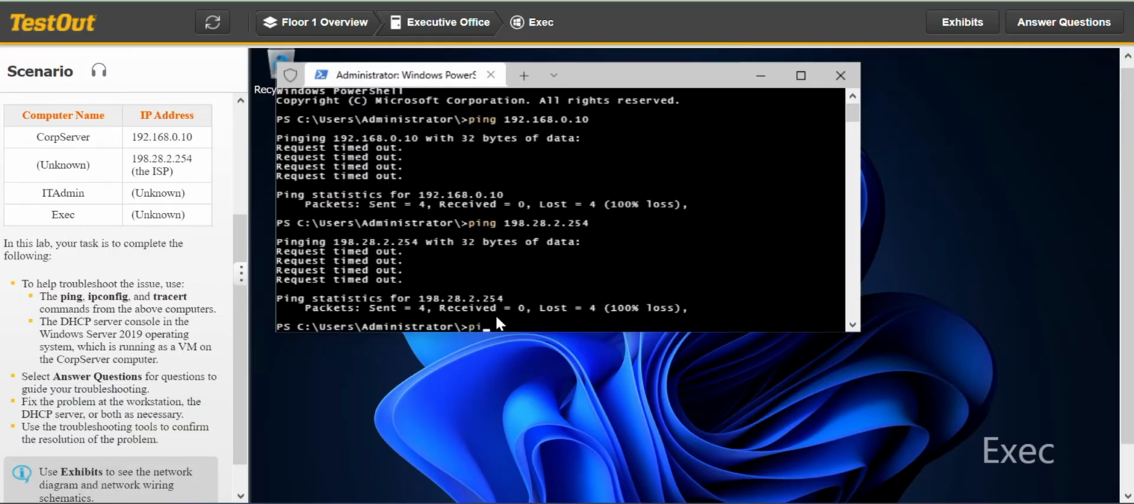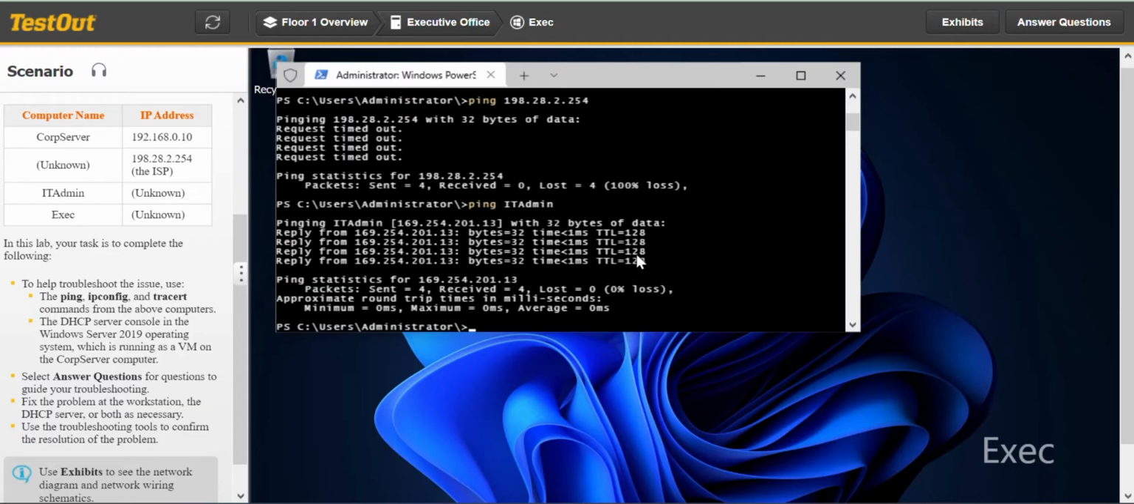So remember, you can either ping the IP address or the address name. Ping IT, it's case sensitive, so make sure you use a capital letter when you have to. IT admin. This one was successful, zero loss. Ping exec.